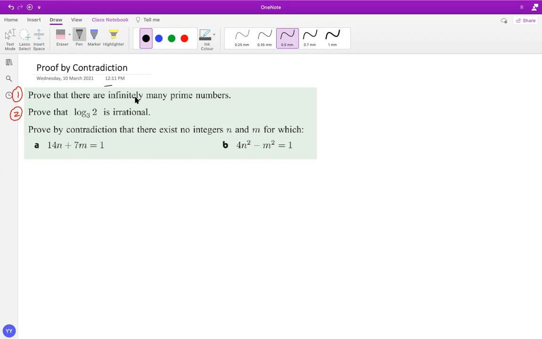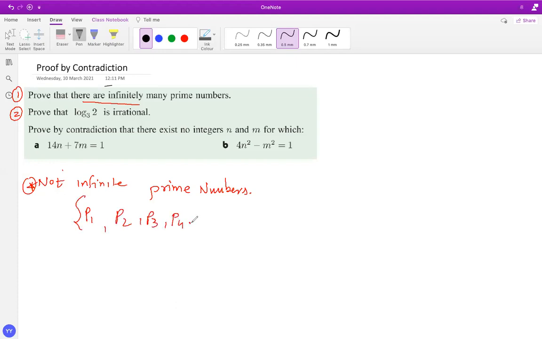So prove that there are infinitely many prime numbers. Now when I say prime numbers, firstly you understand that those numbers can be divided only by themselves or by 1. Let us assume that there are not infinitely many prime numbers. Let's say p1, p2, p3, p4, and so on up to pn are all the prime numbers. When I say finite, it means I can have those numbers fixed.